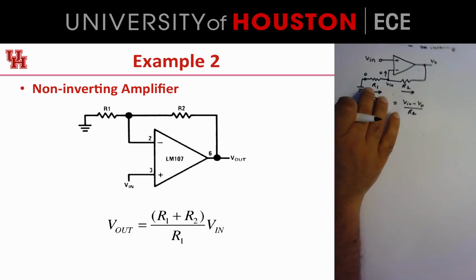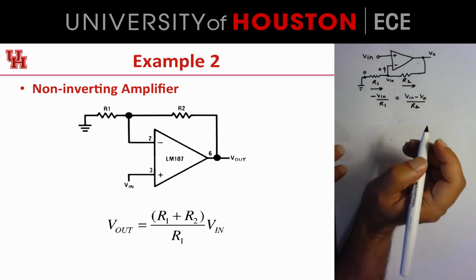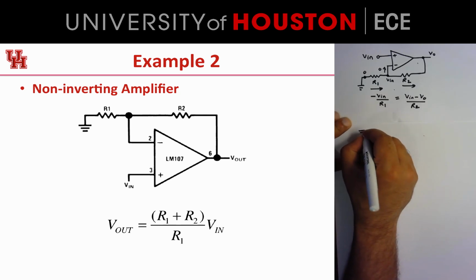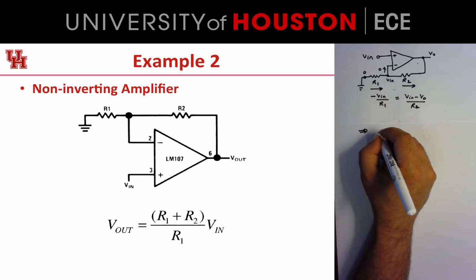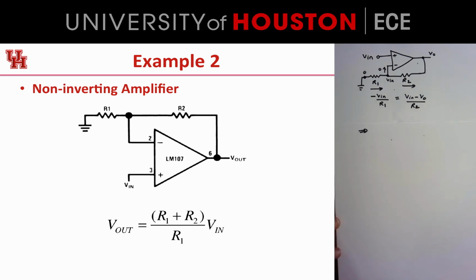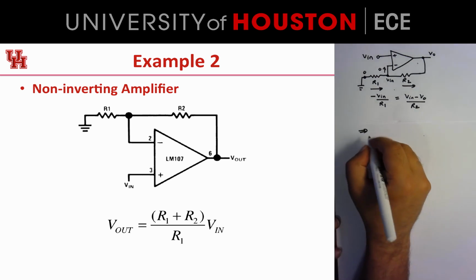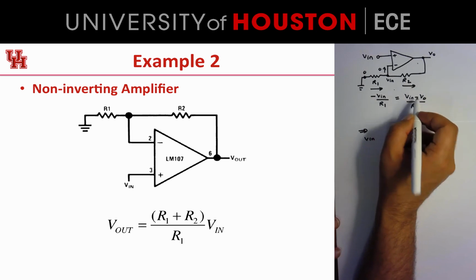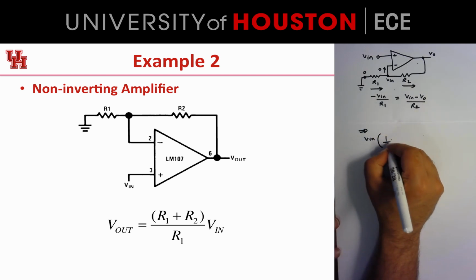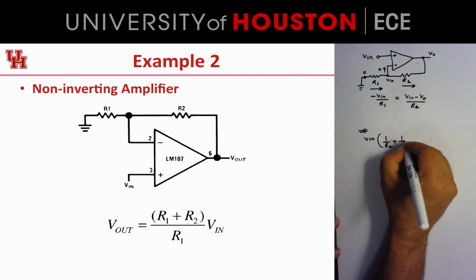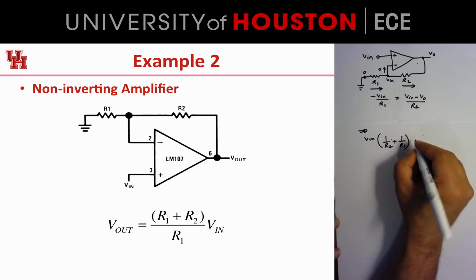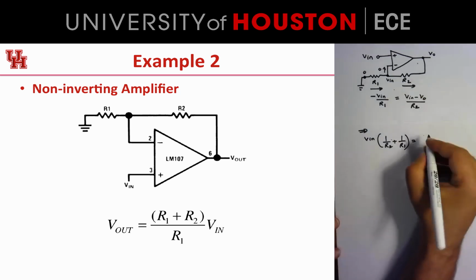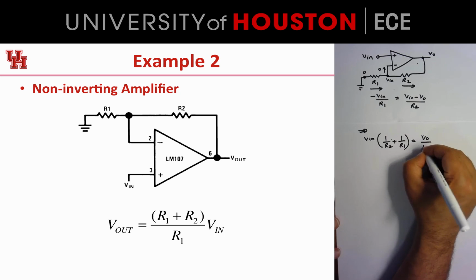Okay, there you go. Didn't want to sketch it all over again. So anyway, what that implies is that V output, we can just work our way through this algebra, right? So V in, I'll take this to the other side. I get 1 over R2 plus 1 over R1, and I'll take this as VO divided by R2.